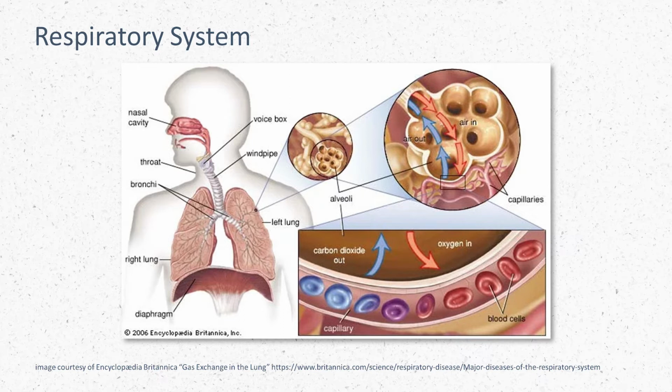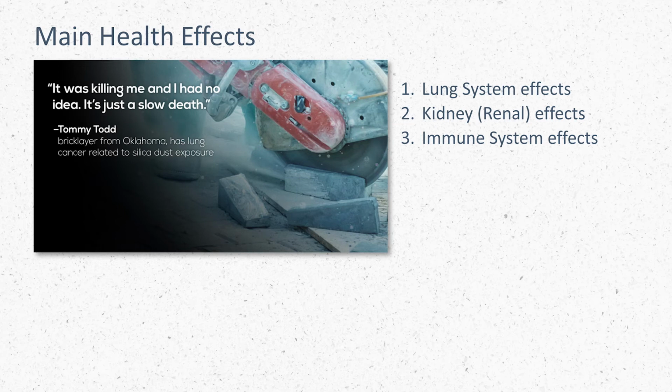Chronic exposure to silica leads to chronic inflammation and perpetuation of the cycle and develops fibrotic nodules and scarring around the trapped silica particles. The fibrotic condition of the lung is called silicosis. If the nodules grow too large, breathing becomes difficult and death may occur. Silicosis development is dependent on the size of the silica particles, the exposure concentration, and the duration of exposure. There are actually three main health effects associated with exposure to silica: lung system effects, kidney or renal system effects, and immune system effects. Let's go over each of these main health effects.